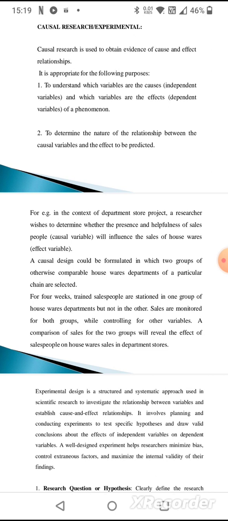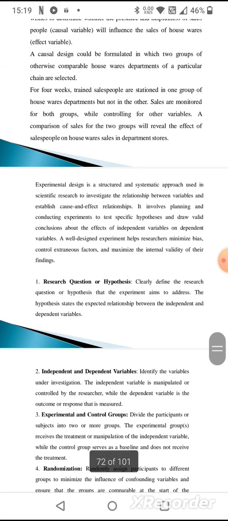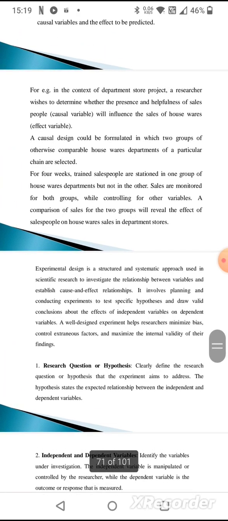In the context of the department store project manager, which we had taken last time, a researcher wishes to determine whether the presence and helpfulness of salespeople will influence the sales of housewares. Right, so we have both causal and effect variables. A causal design could be formulated in which two groups of otherwise comparable housewares departments of a particular chain are selected. Trained salespeople are stationed in one group of housewares departments but not in the other. So this was about the example. So causal or experimental.